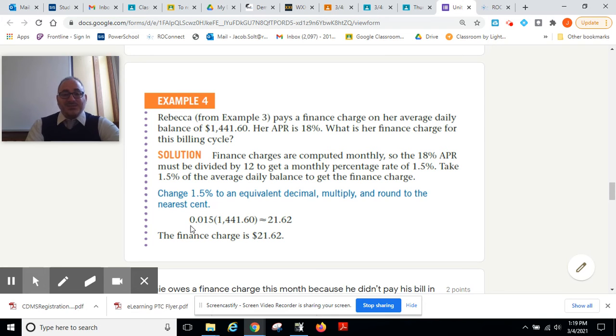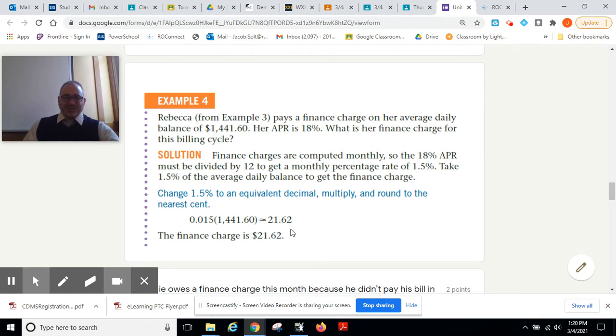So 1.5 divided by 100 gives us the percentage expressed as a decimal out of 1. The decimal point moves over 2 places, so that's 0.015. That's our 1.5% expressed as a decimal out of 1. Now we can use it to multiply. We multiply by $1,441.60, and we get $21.62. Rebecca will pay a finance charge of $21.62. That's not too bad, paying $21.62 on a finance charge.